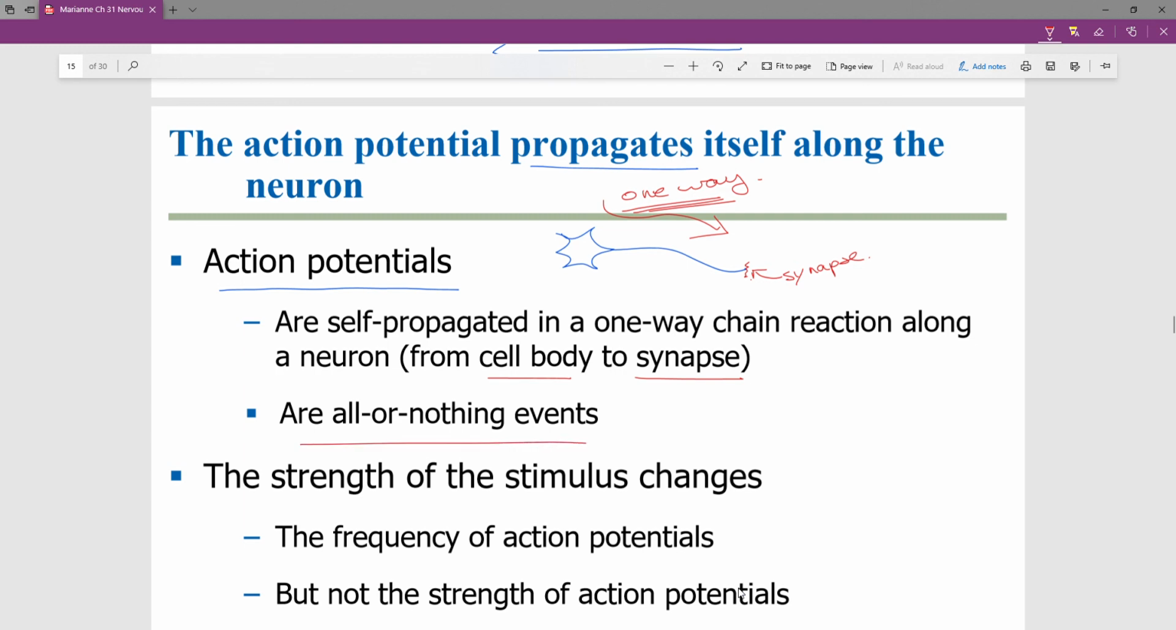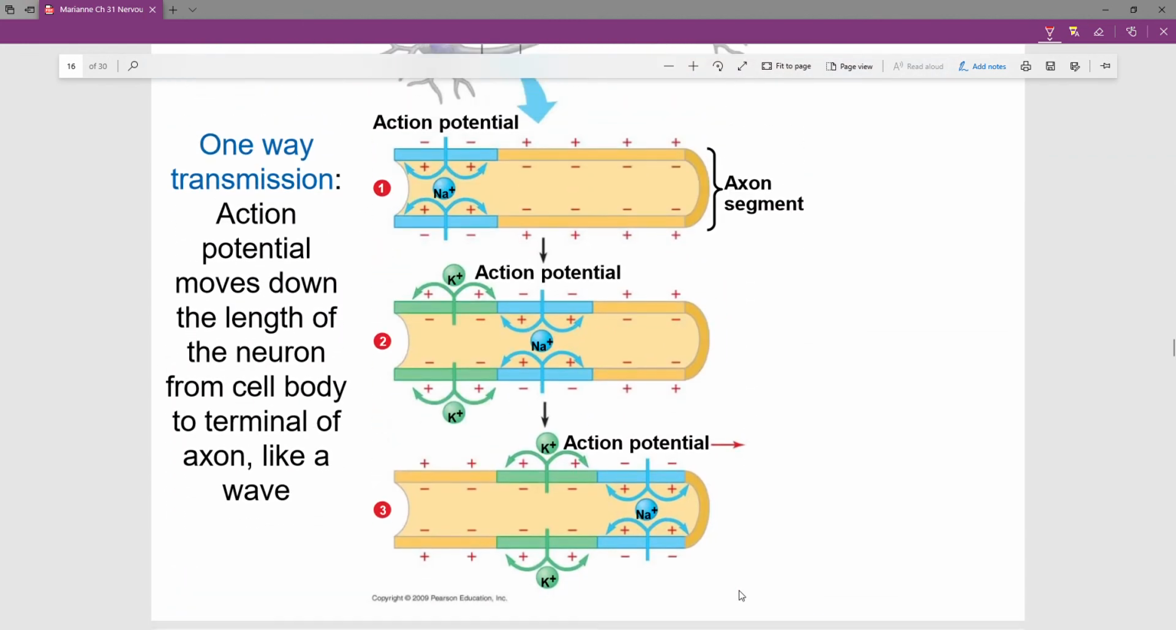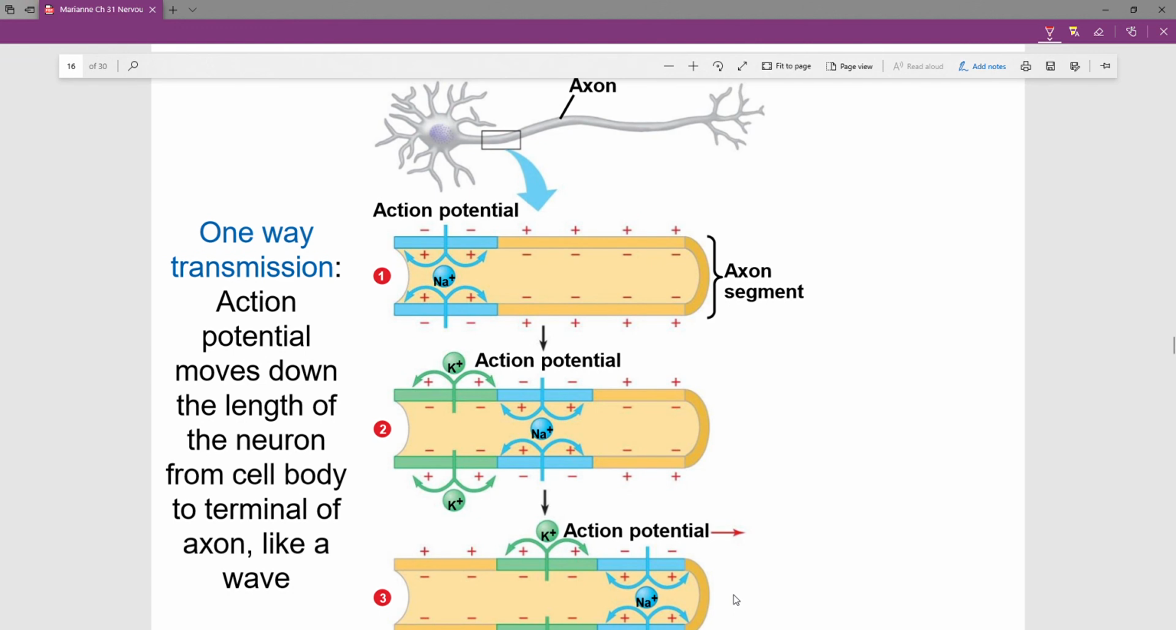They're all or nothing events. So it's not like if you touch the hot stove, you're going to have a bigger action potential. You're just going to have more action potentials happen. And so the strength of the stimulus changes the frequency of the action potentials, not the strength of the action potentials. This last little bit here, before we get into the synapse, is trying to just illustrate that.